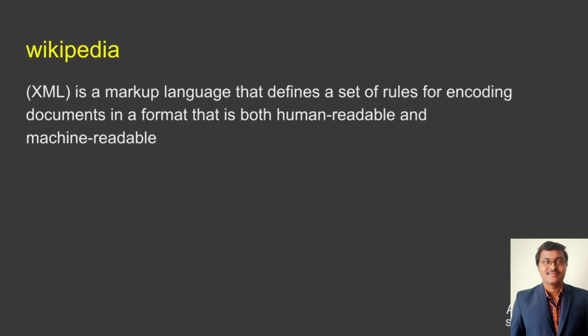If you look at a Wikipedia definition of XML, it says it is a markup language that defines a set of rules for encoding documents in a format that is both human and machine readable. And I hope now you can understand.